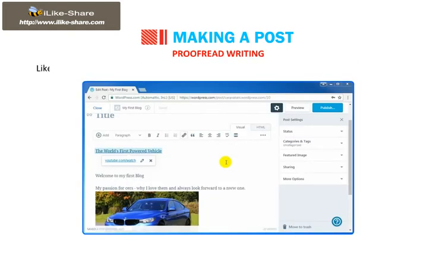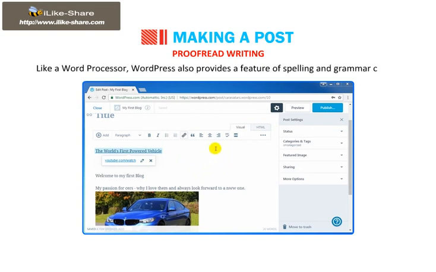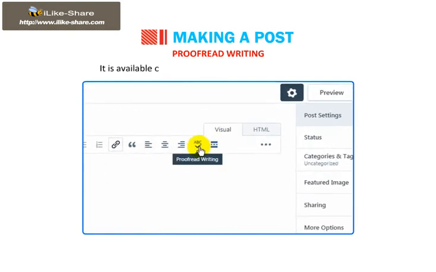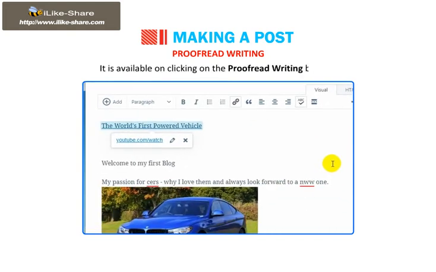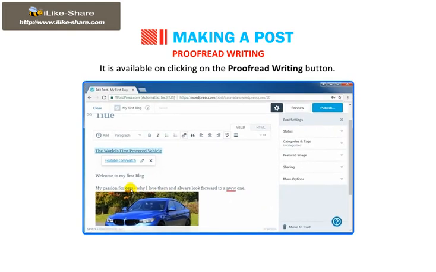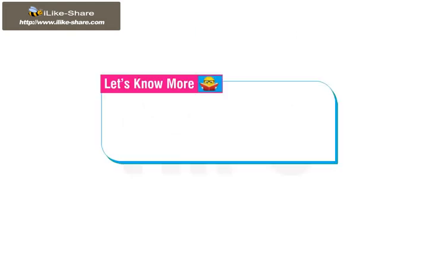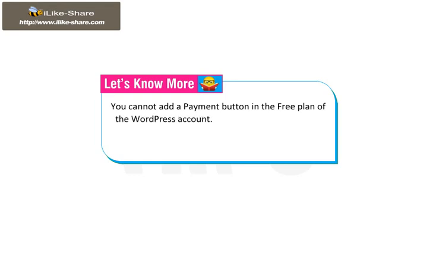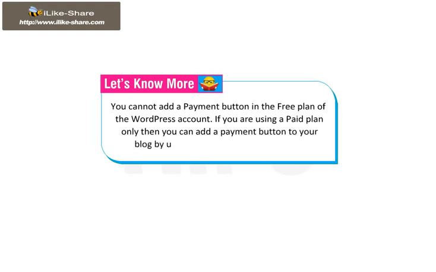Proofread writing. Like a word processor, WordPress also provides a feature of spelling and grammar check. It is available on clicking on the Proofread Writing button. Students, let's know more. You cannot add a payment button in the free plan of the WordPress account. If you are on a paid plan, then you can add a payment button to your blog by using the Add Payment Button.